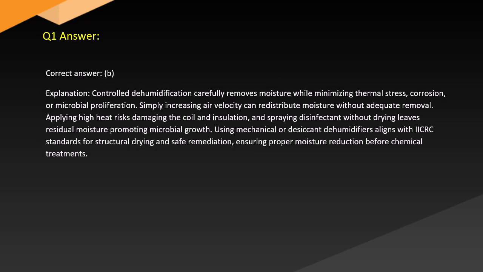Answer. Correct answer: B. Explanation. Controlled dehumidification carefully removes moisture while minimizing thermal stress, corrosion, or microbial proliferation. Simply increasing air velocity can redistribute moisture without adequate removal. Applying high heat risks damaging the coil and insulation, and spraying disinfectant without drying leaves residual moisture promoting microbial growth.